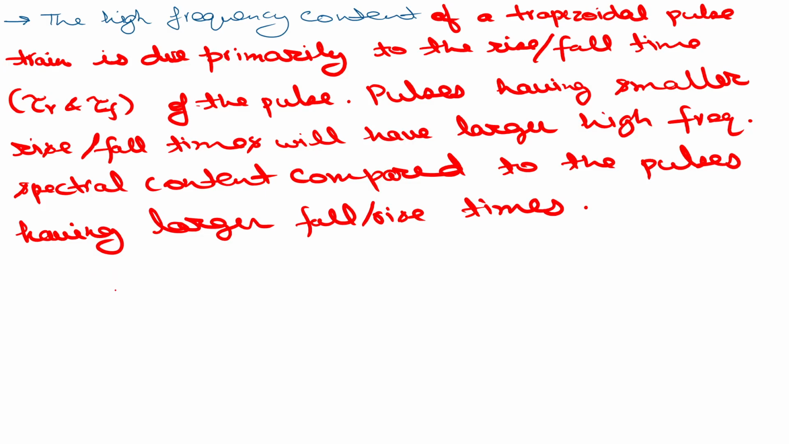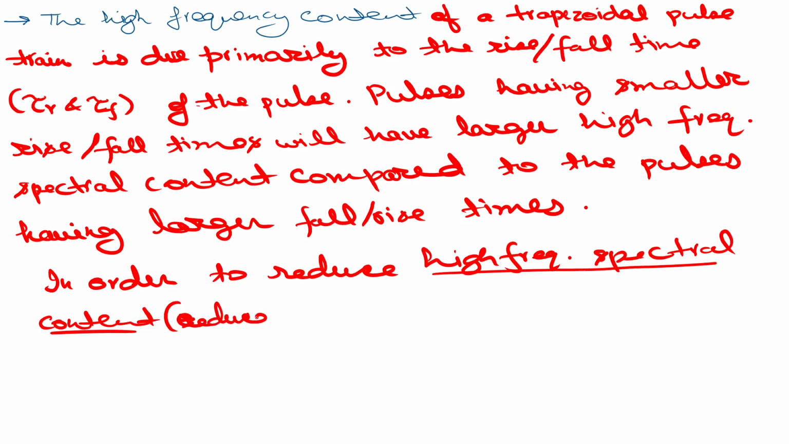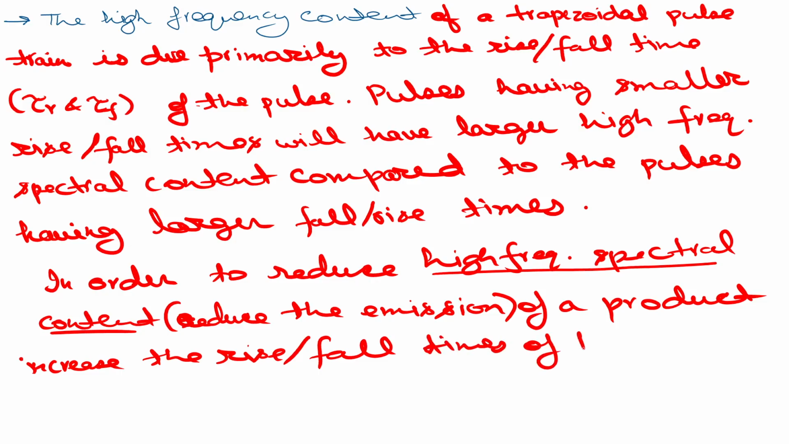Thus, in order to reduce the high frequency spectral content, or if you want to reduce the emissions of a product, we have to increase the rise or fall time of the clock or data pulses.